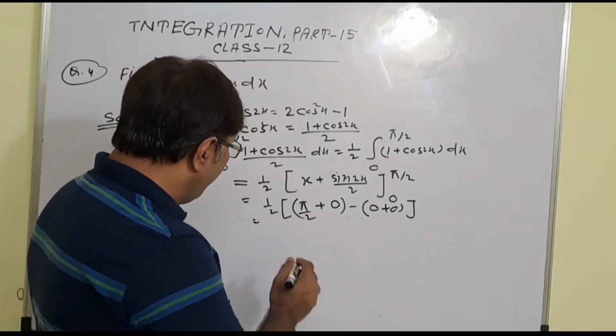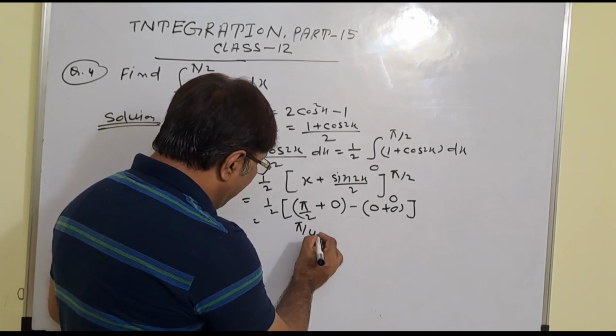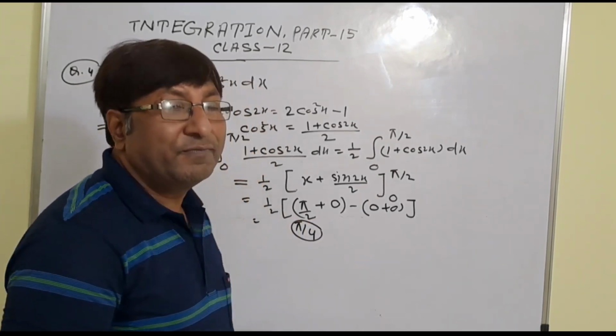Now you see here, this is 0, everyone is 0, only this is pi by 2. So half into pi by 2 is what? Pi by 4. So pi by 4 is our correct answer.